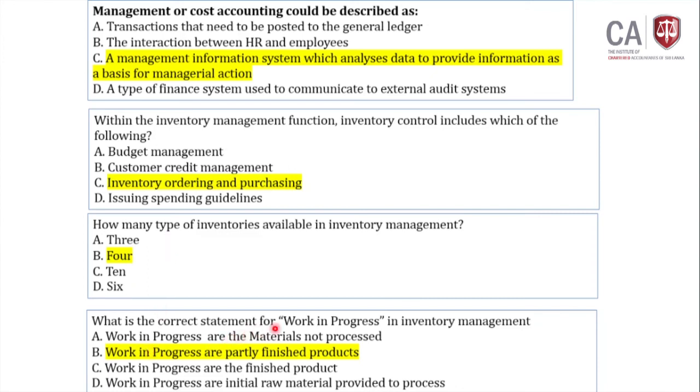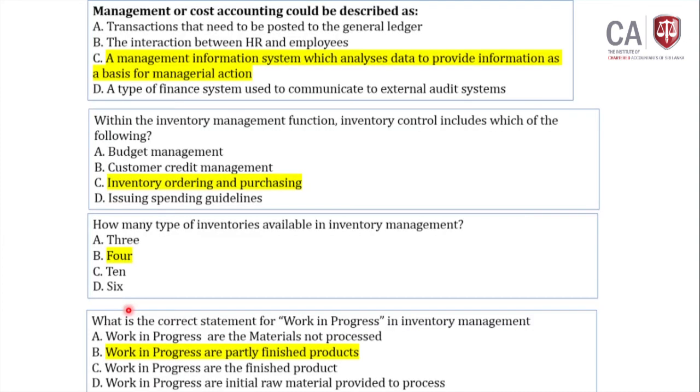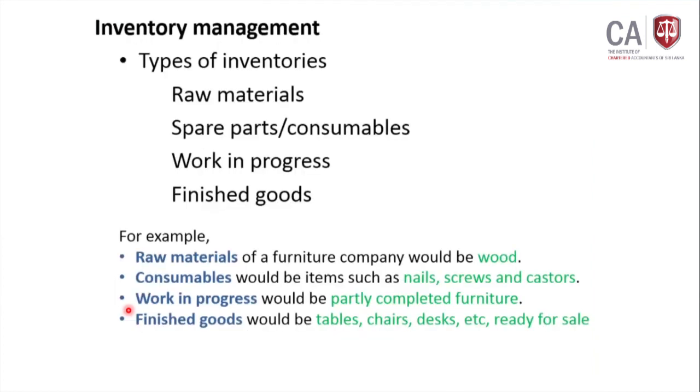What is the correct statement for work in progress? Work in progress is mentioned as a question. Work in progress are partly finished goods. Normally, when you see the words raw materials, you know what they are. When you see consumable, you know that. When you see finished goods, you understand what it means. But when it comes to work in progress, sometimes you do not understand by reading the words. That is why the people making the questions are keen on that. They identify that students are missing this information from their memory.